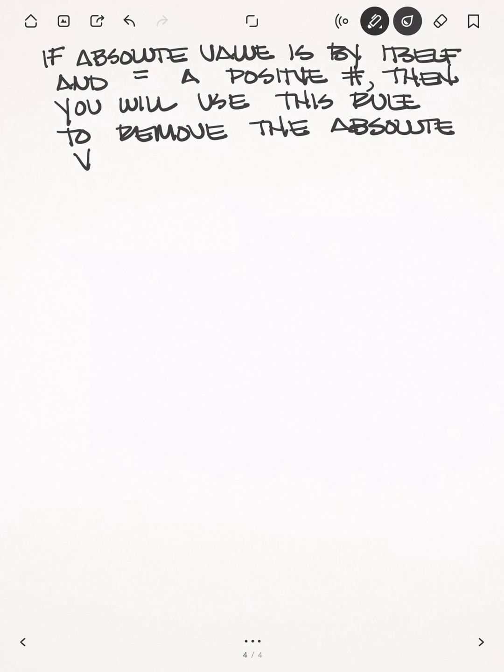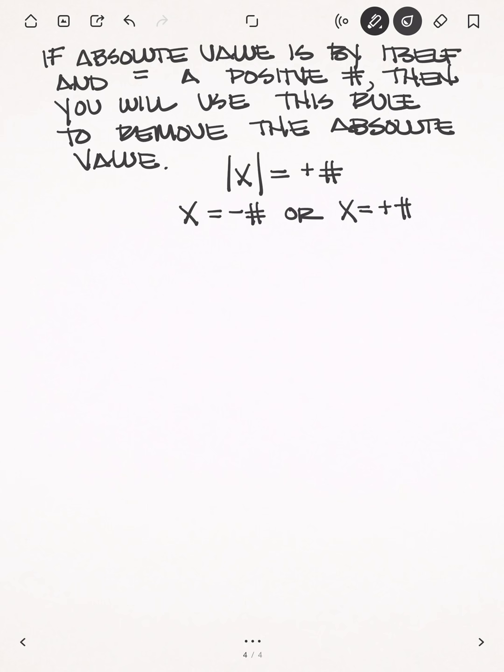The absolute value has to be by itself, and it has to be equal to a positive in order to use this rule. You have the absolute value of something, x, is equal to a positive number. To get rid of the absolute value, you take it out of the absolute value and you set it equal to that same number, but you make it negative. Or you write it exactly how it looks without the absolute value.